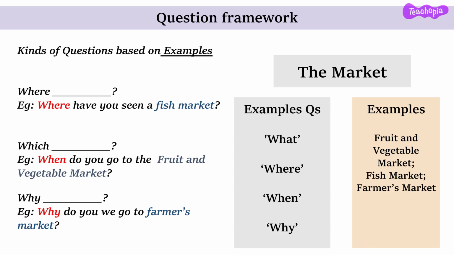And last but not the least, questions based on examples can be built by using question starters like what, where, when, and why. If we use the question starter where, a question like this could come up. Where have you seen a fish market? The answer to this would be an example of a fish market or a market. Now, let's see of how questions can be built based on examples of the market. Question starters like what, where, when, and why can be used to build questions on examples.